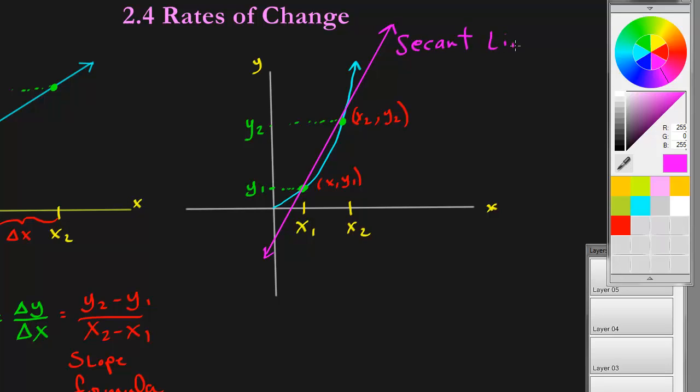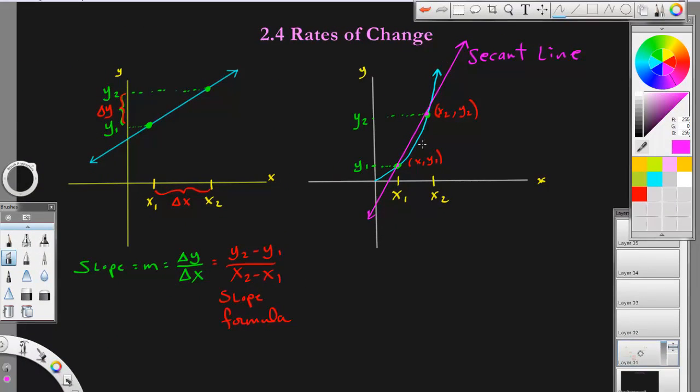S-E-C-A-N-T line. A secant line passes through a curve in 2 points. So it's going to hit it here and here. Now, if I were to find the slope of that purple line, that would be what's called a rate of change between these two x values. That would be called a rate of change between the x value and the y value. It would be the speed, if we're talking speed here, of the difference between these 2 points.